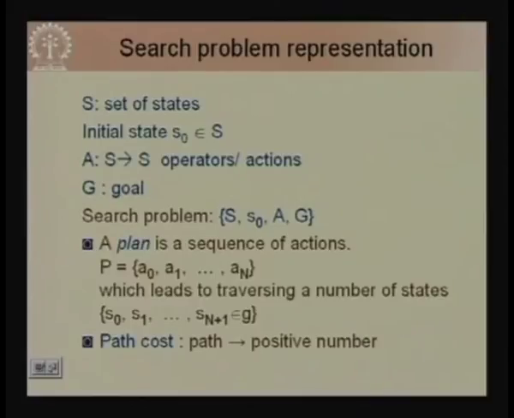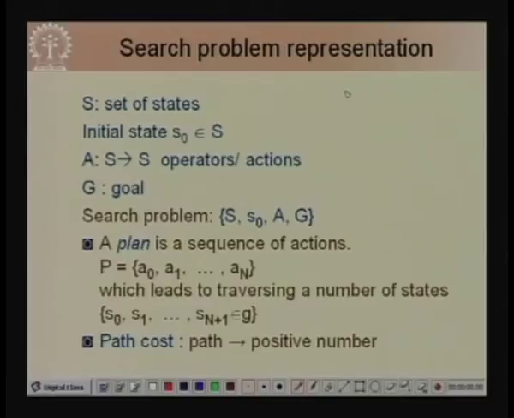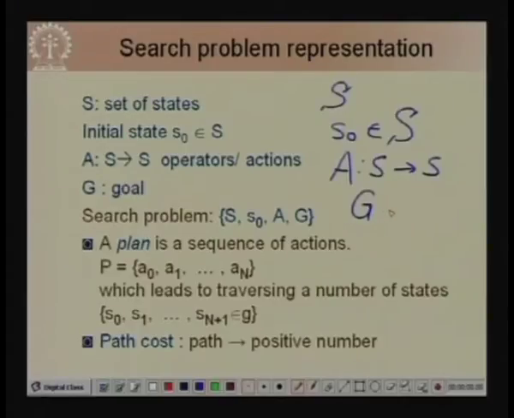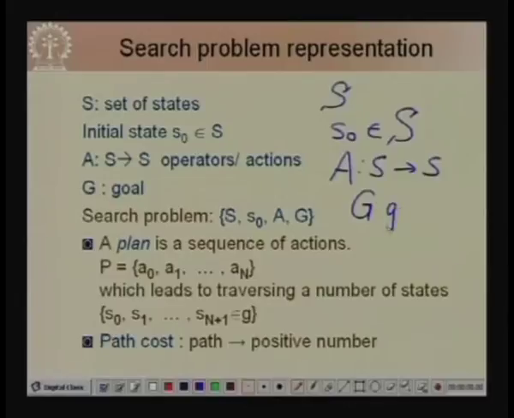So let's go back to a quick recapitulation of the representation of the search problem. We have seen that in the search problem, S is the set of states. The initial state is small s 0, which is a member of capital S. We have a set of operators or actions A, and we have a set of goals G, represented by an explicit set of goal states or by a goal test.